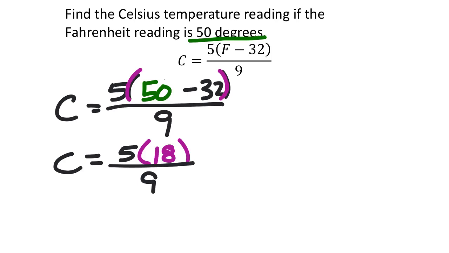And then we got 5 times 18, which is, what is that, 90? So 5 times 18 is 90. Celsius now is equal to 90 divided by 9. And 90 divided by 9, hopefully we got that one pretty quick. That's 10.